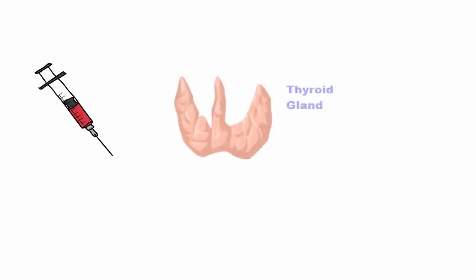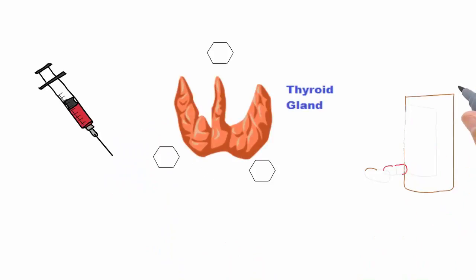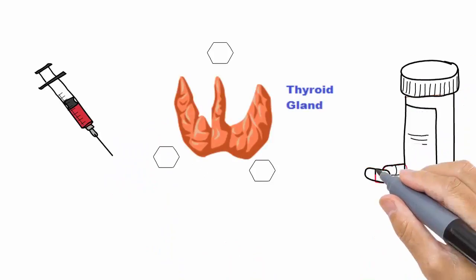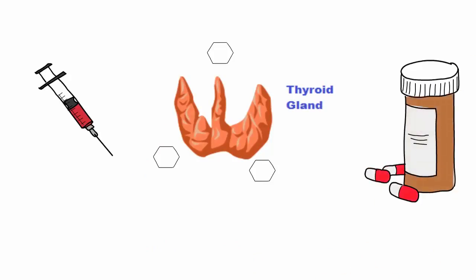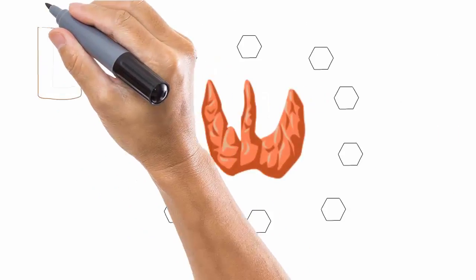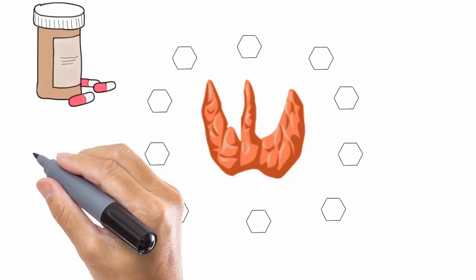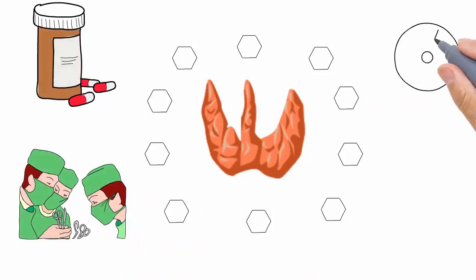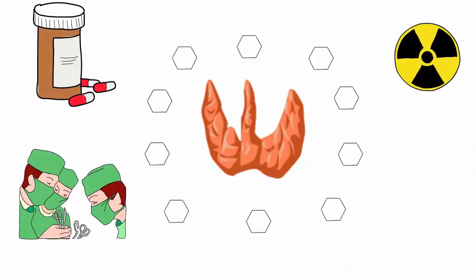If you are diagnosed with hypothyroidism, you may be prescribed a hormone replacement drug that is to be taken daily for the rest of your life. If you are diagnosed with hyperthyroidism, you may be treated with drug therapy, surgery, or radioactive therapy. Drug therapy prevents the production of thyroid hormones.